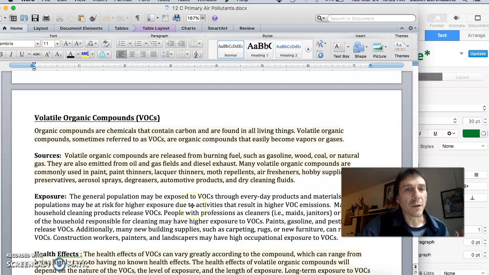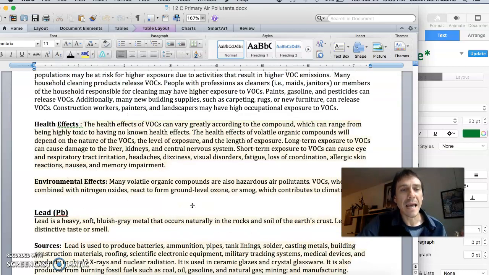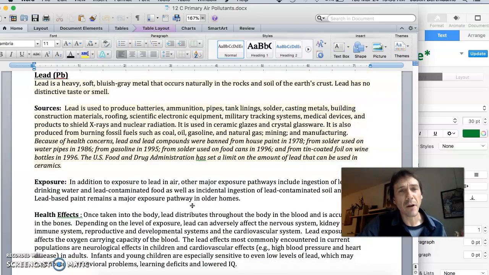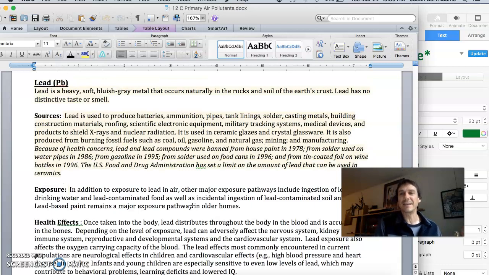Okay, VOCs. Then we go to lead. Lead we've already heard about, because what is lead? It's a heavy metal. That's right. Lead is a soft bluish gray heavy metal that occurs naturally in rocks. But God, this is such a big pollutant. And we list it under air pollution because it can get into the air.